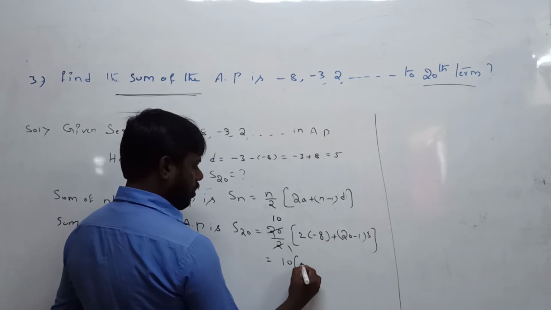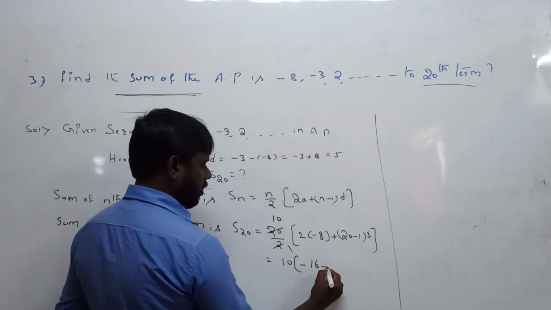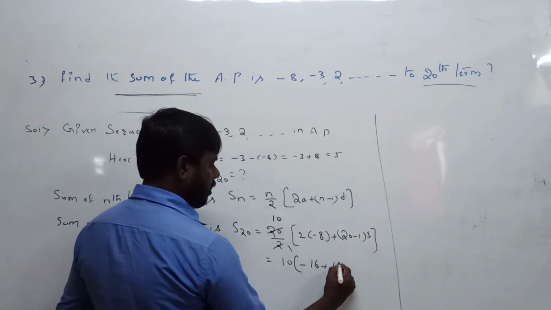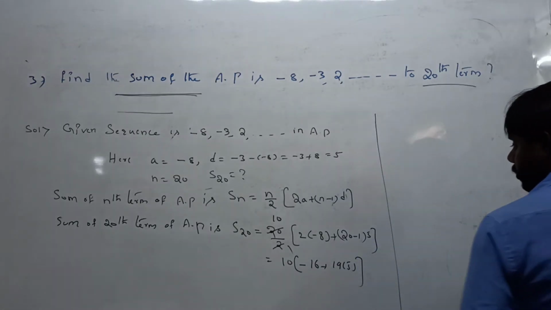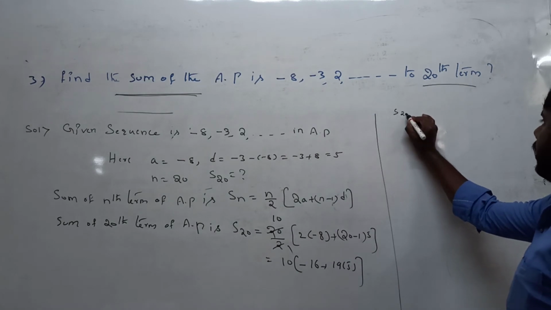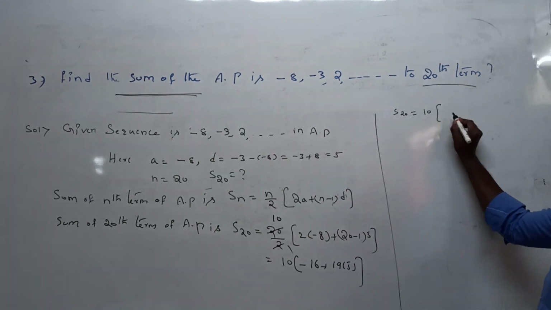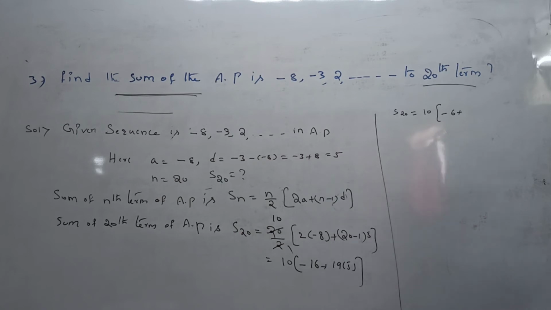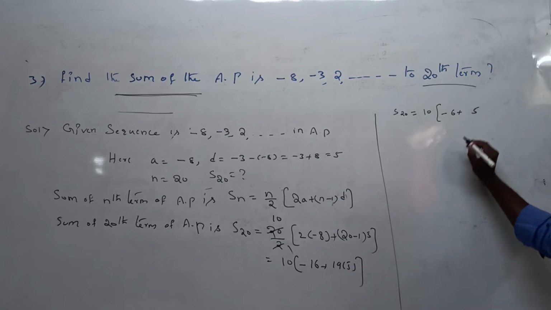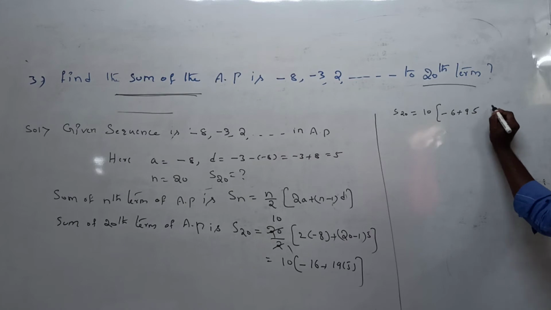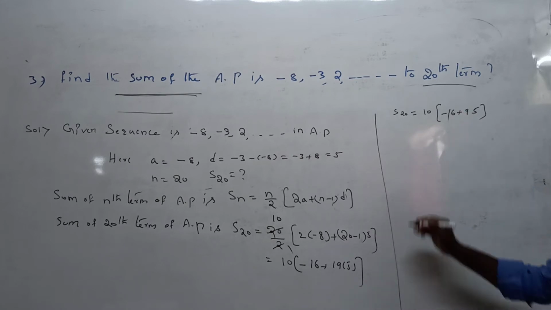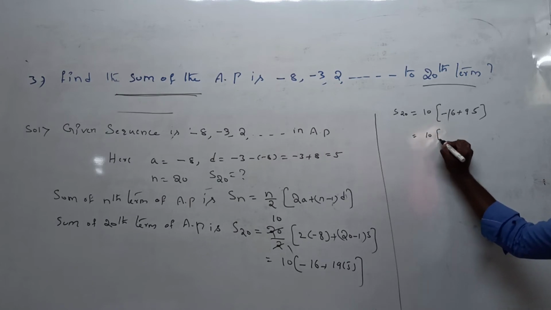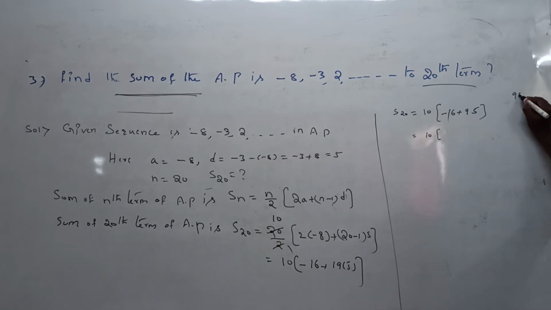Now substituting and calculating: 2 ones are 2, 2 tens are 20, so 10 into 2 times minus 8, which is minus 16, plus 19 into 5. 19 into 5 is 95. Now 10 into minus 16 plus 95. Subtracting, 95 minus 16.